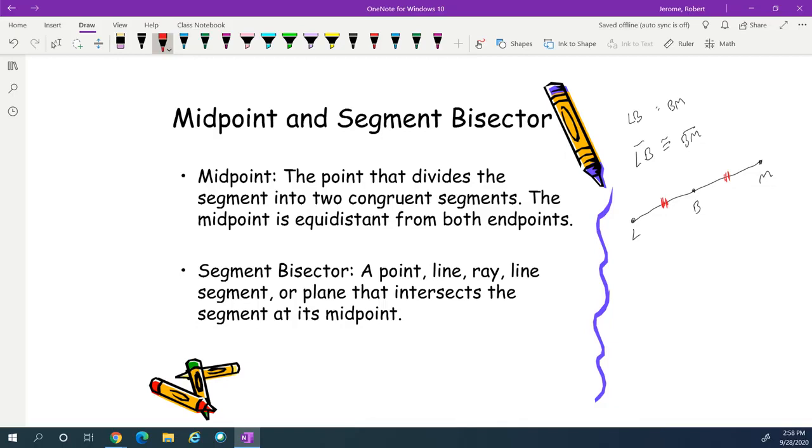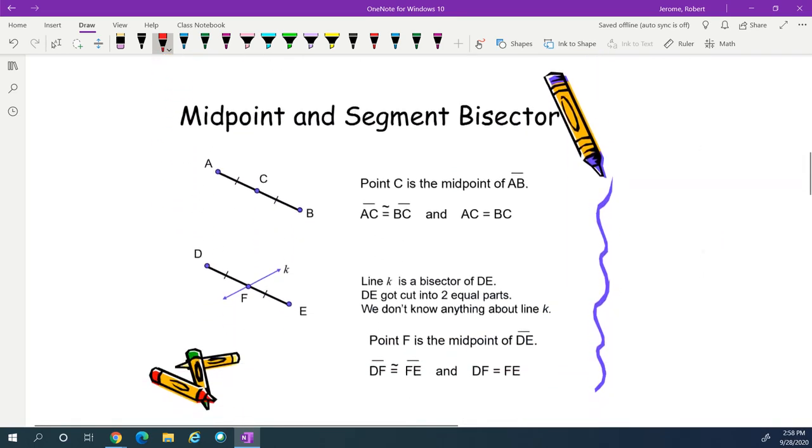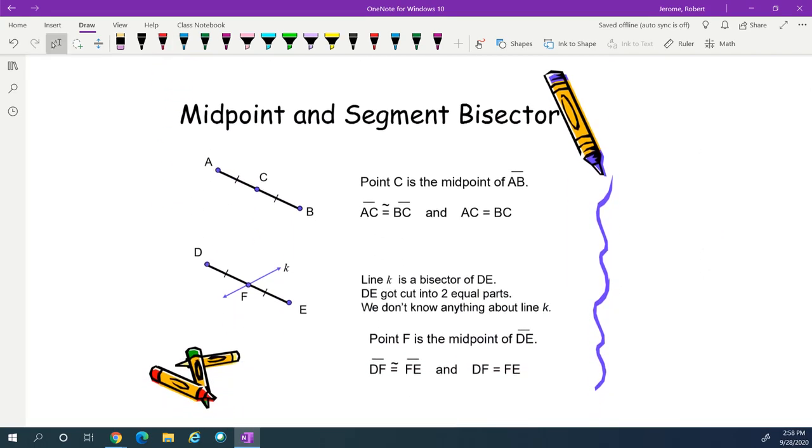Let's look at a few examples of these pictures. For example, in our first one, point C is the midpoint of segment AB. We know that. We can see that in the picture. It has the little hash marks, and that means that AC is congruent to BC, and the measurement of AC is congruent to BC. In our second one, line K is a bisector of the segment DE.